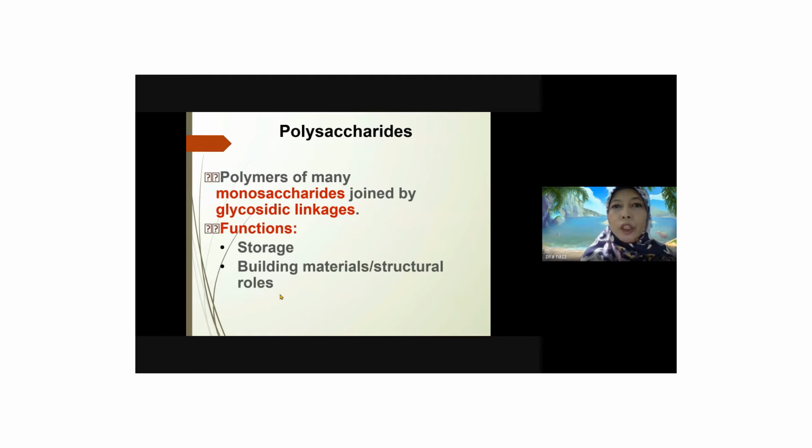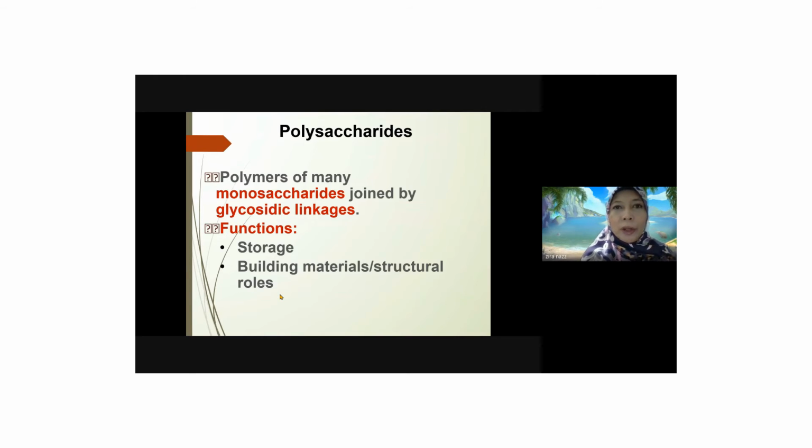Okay, for starch, what are the two forms? What are important forms of starch? There are two. First, the starch. Do you refer to your mind map? What are the two types? Amylose. Another one? Amylopectin. The difference between amylose and amylopectin: amylose is linear.